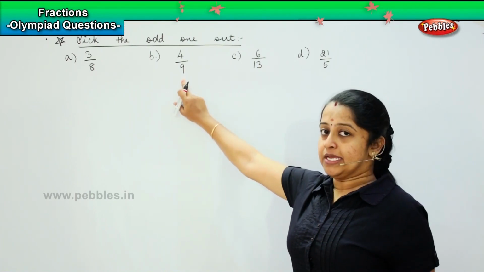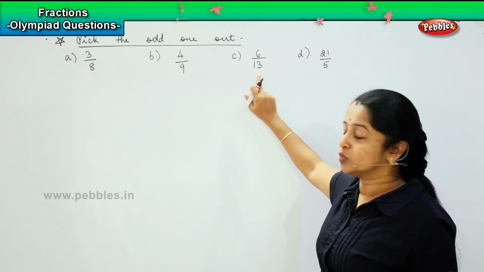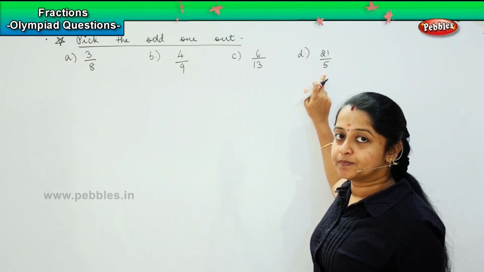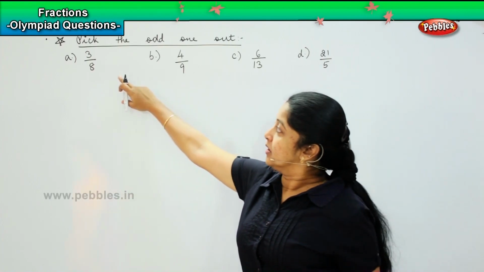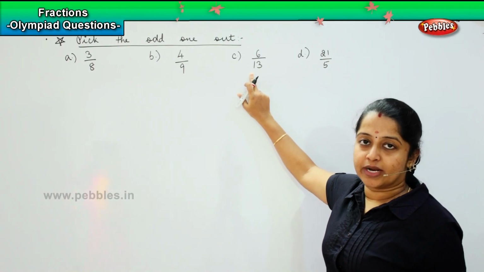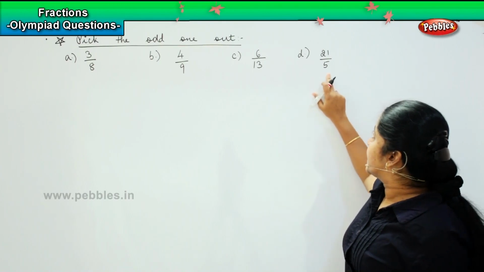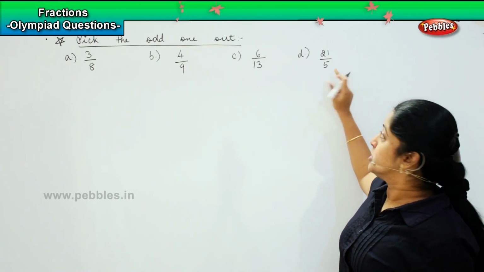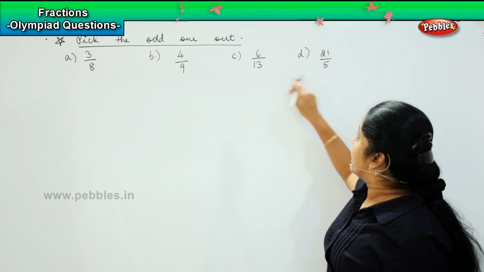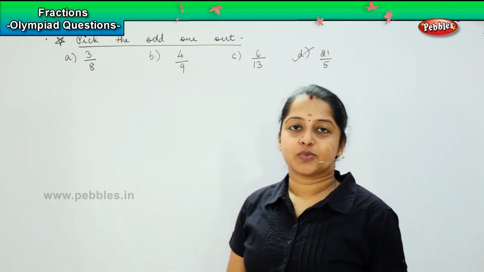Did you say B? No. C? No. D? Yes. Why? Can you give me a reason? Because in all the three options A, B and C, the numerator is smaller and the denominator is larger. So these are all examples of proper fractions, whereas this one is an improper fraction because my numerator is larger than the denominator. So since it is an improper fraction, this will be the odd one out. Clear? Shall we move to the next question?